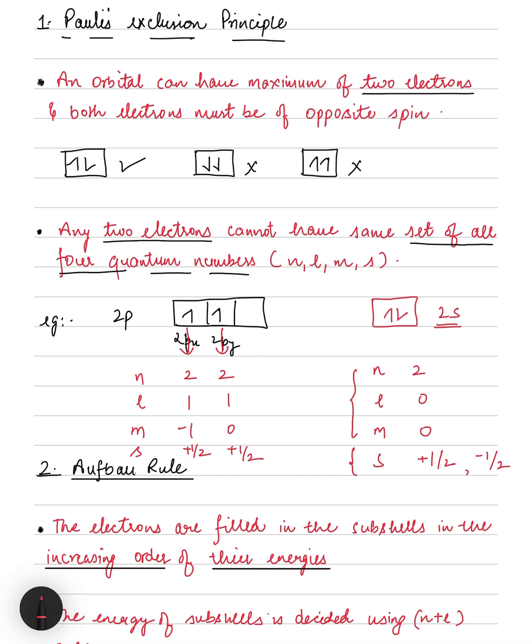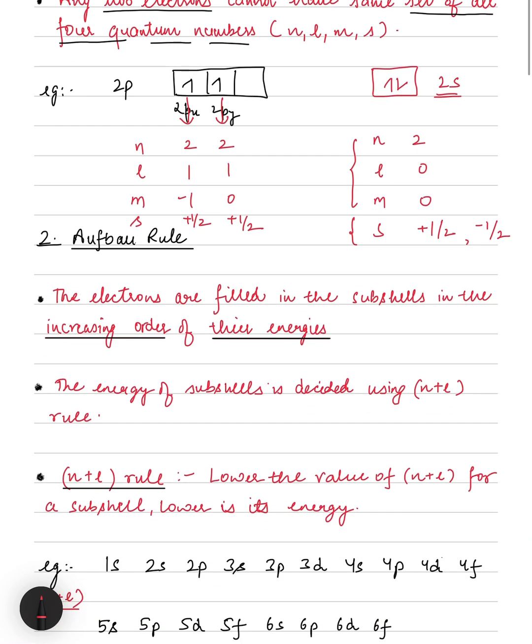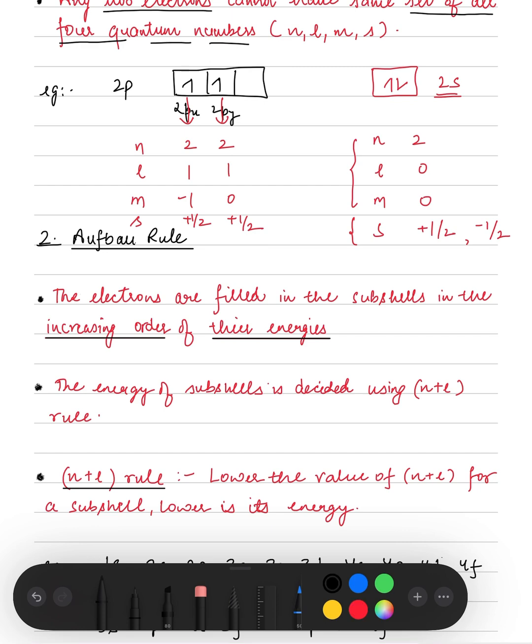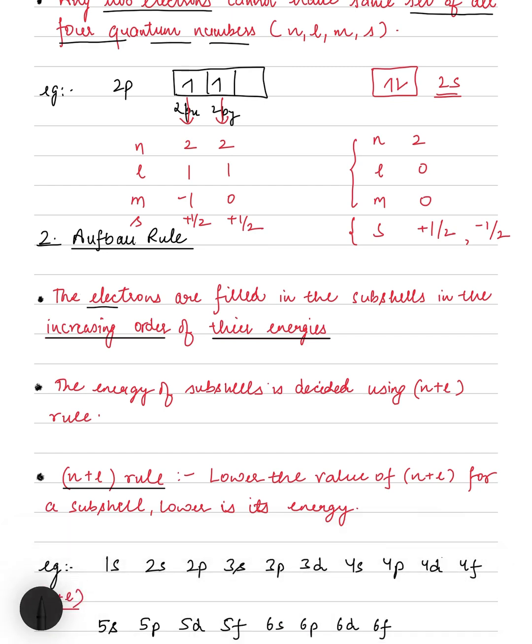The second rule is the Aufbau principle. Now this principle is very important for understanding electronic configuration in the elements, and this is the crux of these configuration rules. This rule says that all the electrons are filled in the orbitals, or we can say in the subshells, in the increasing order of their energies. Increasing order of the energies of what? Energies of subshells.